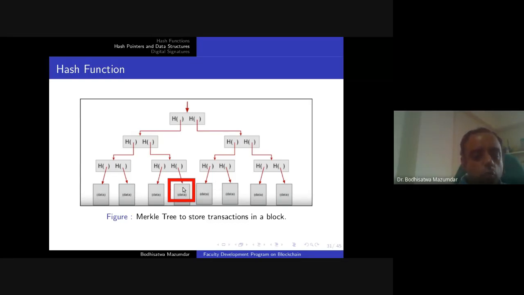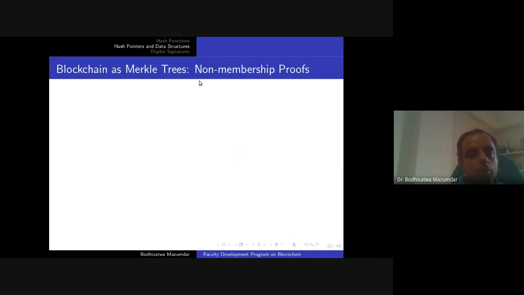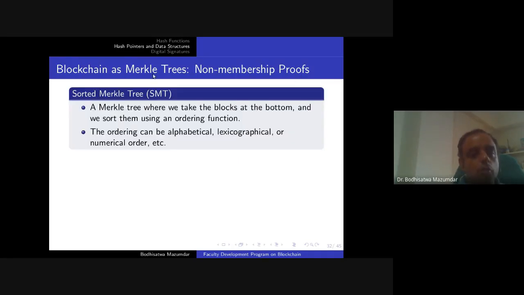If two neighboring nodes are such that the left node has a smaller value than the value you are searching for, and the next subsequent node has a higher value than the value you are searching for, and those two nodes are neighbors, meaning both are child nodes of the same parent node, then you identify that this data is not there. This is called the proof of non-membership. To have the non-membership proof, you use a sorted Merkle tree.